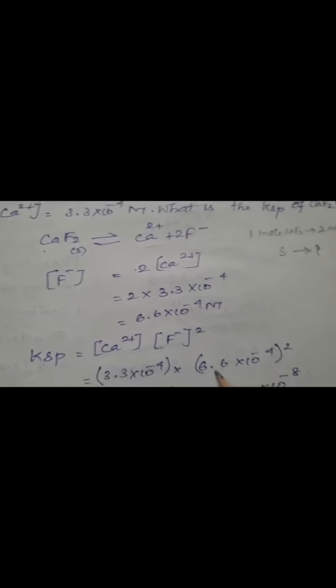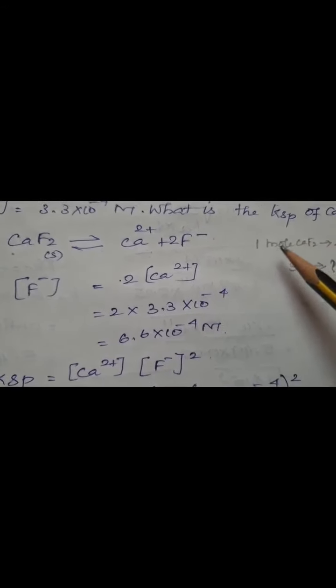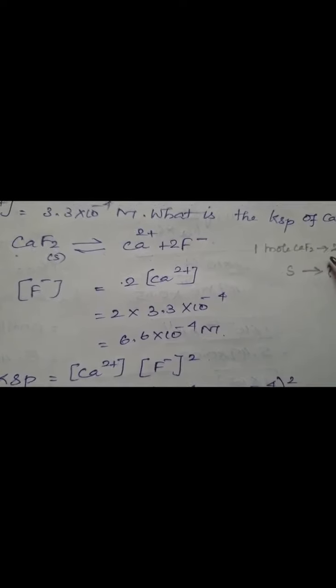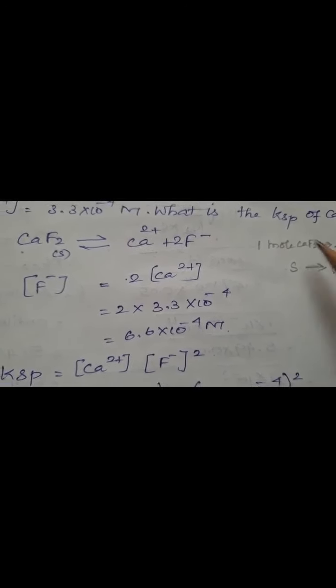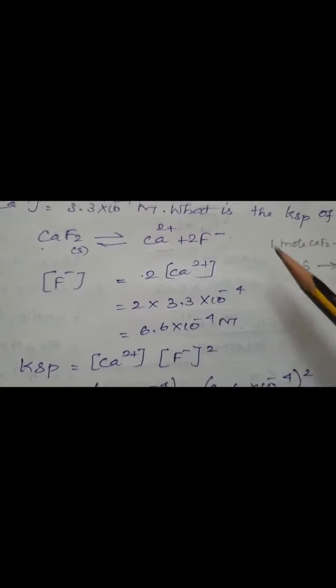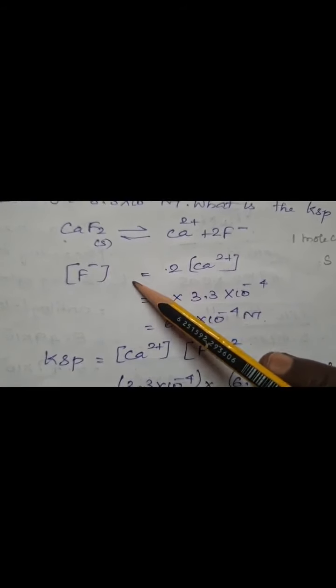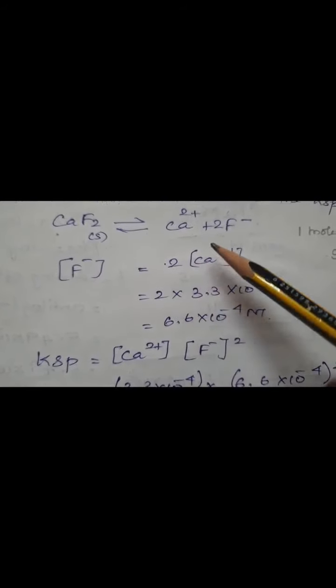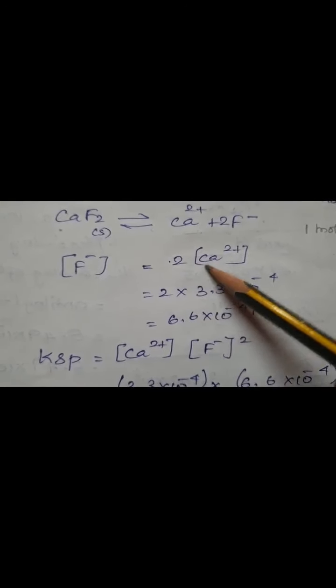We have to take this consideration because 1 mole of calcium fluoride gives 2 moles of fluorine. 1 mole of calcium fluoride gives 2 moles of fluorine. So we can take the fluorine ion concentration as 2 times the calcium 2 plus.